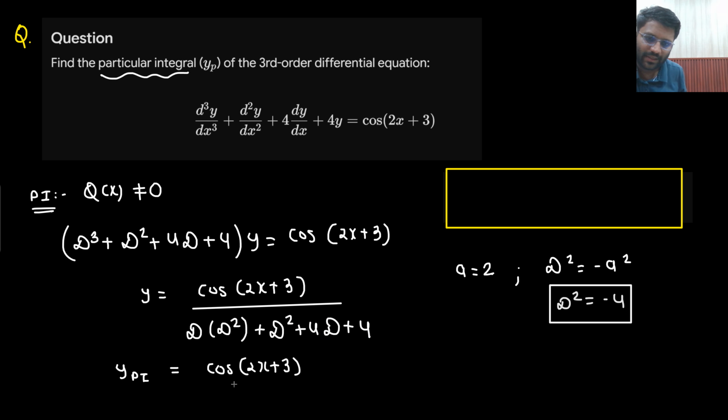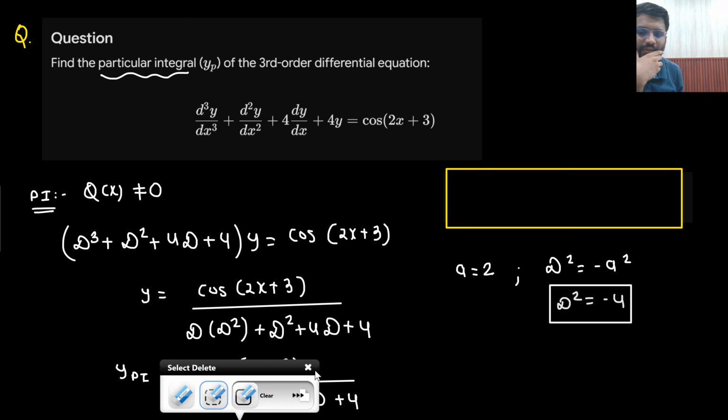D square I am putting as minus 4. So minus 4d plus d square plus 4d plus 4. Oh, sorry. D square can be put as minus.